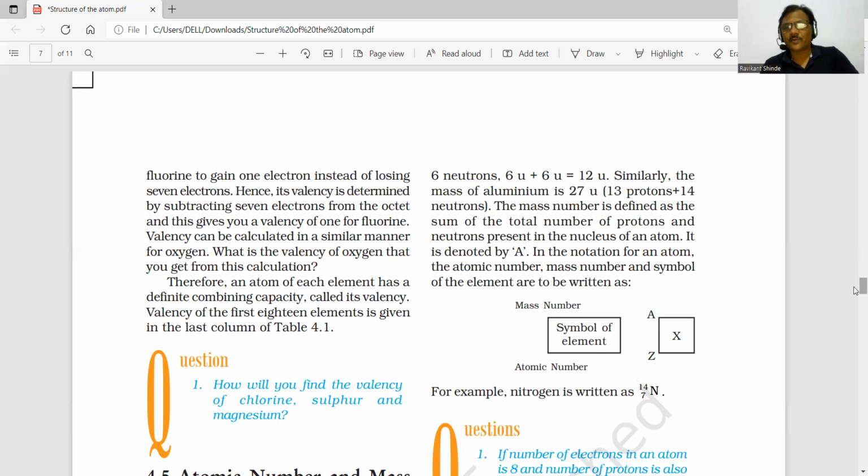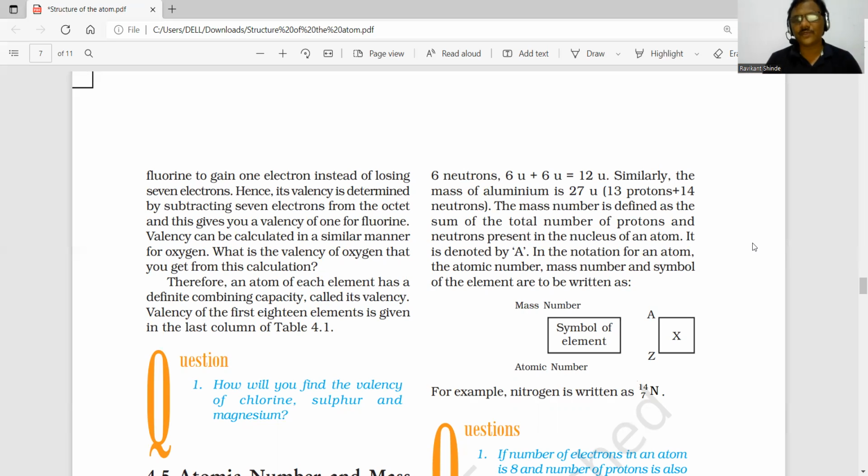And for metals like beryllium, boron, their valency is very easy. Whatever number of electrons are present in the outermost orbit will be equal to its valency. For aluminium, 3 electrons. For magnesium, 2 electrons, 2 valency. For sodium, 1 electron, 1 valency.